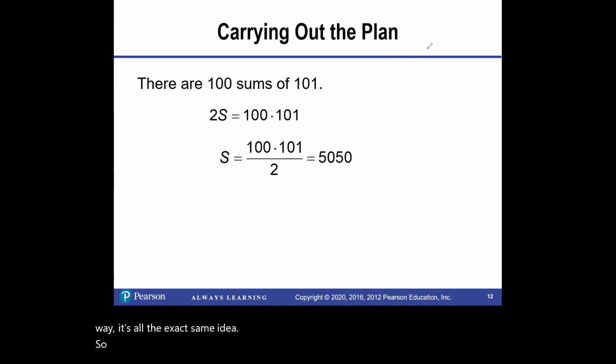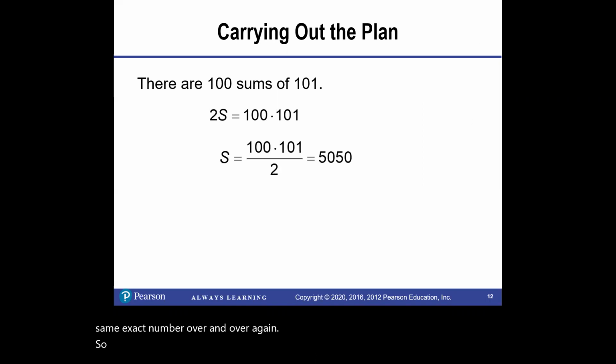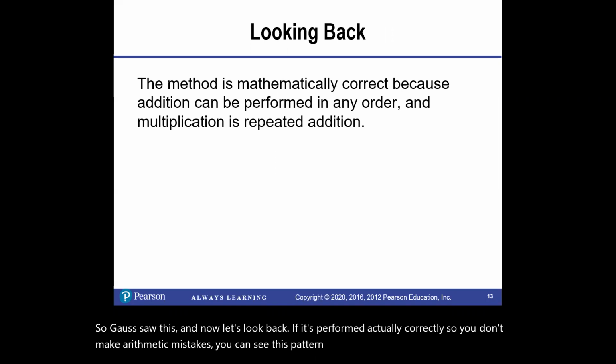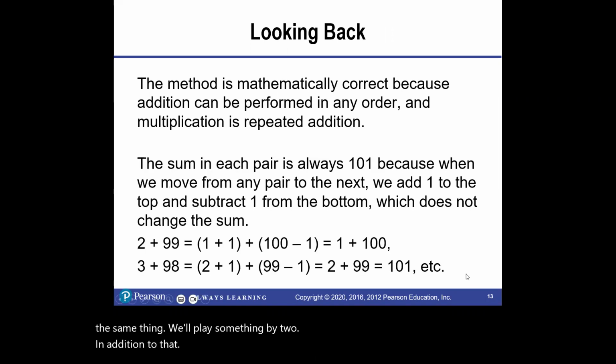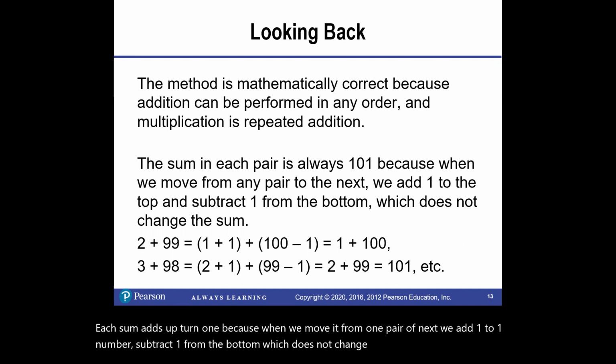So he came up with this idea by simply seeing a pattern that if I add them in reverse, I get the same exact number over and over again. So Gauss saw this, and now let's look back. If it's performed correctly, so you don't make arithmetic mistakes, you can see this pattern, and you can see that repeating addition is the same thing as multiplying something by 2. In addition to that, each sum adds up to 101 because when we move from one pair to the next, we add 1 to one number, subtract 1 from the bottom, which does not change the overall value.